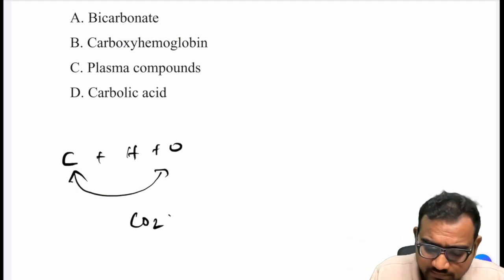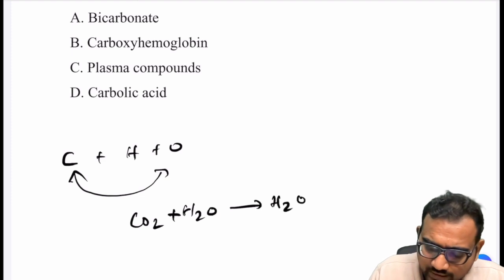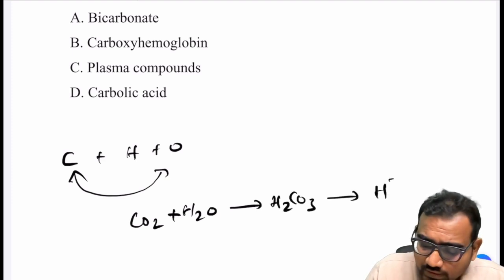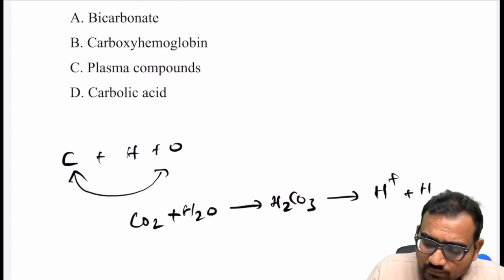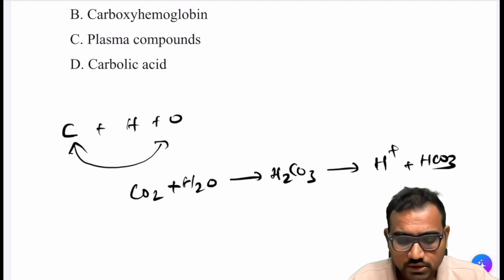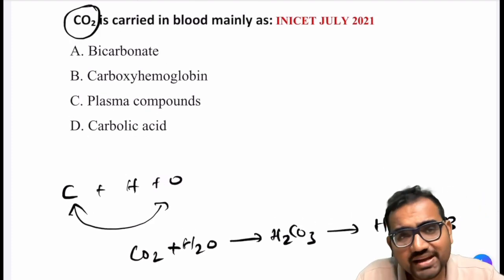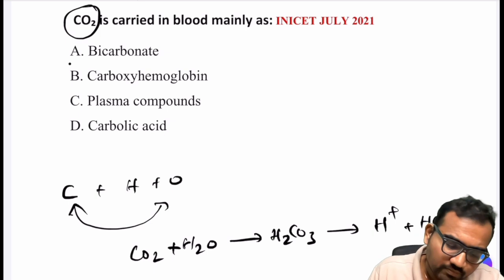So what happens? It enters the blood and combines with water to form carbonic acid, which in turn breaks into hydrogen ions plus bicarbonate. So carbon dioxide is mainly carried in the bloodstream in the form of bicarbonate.